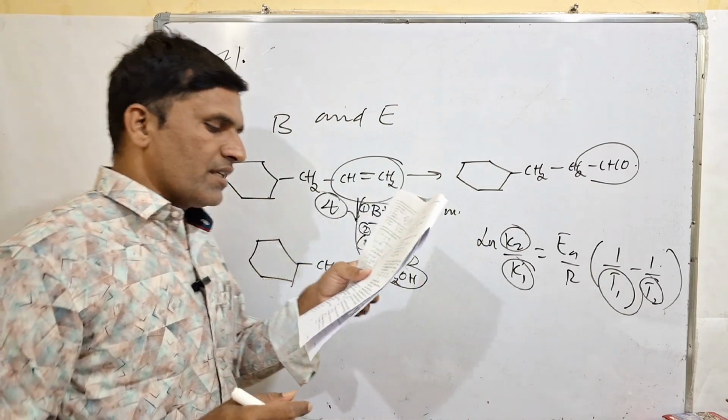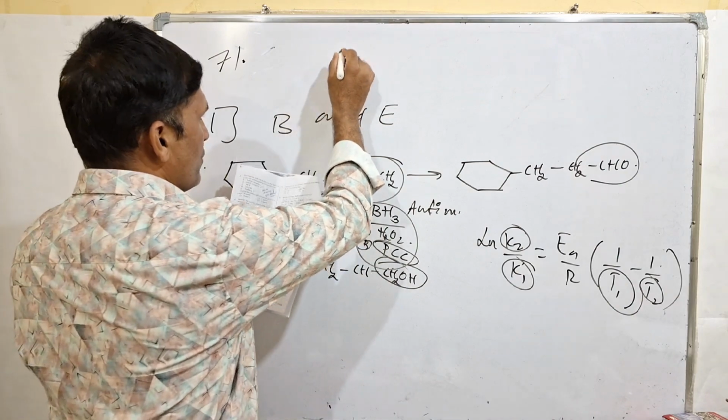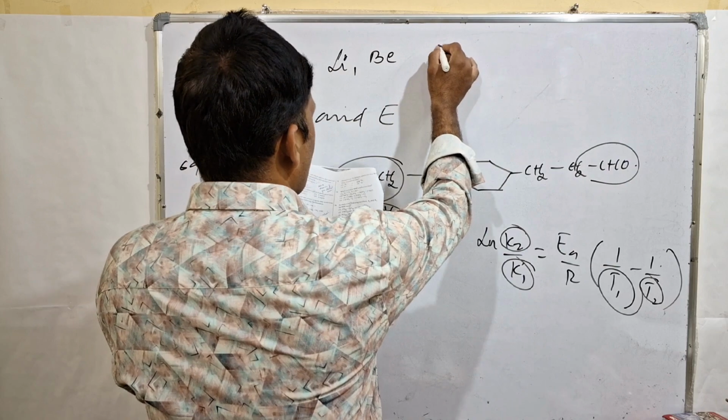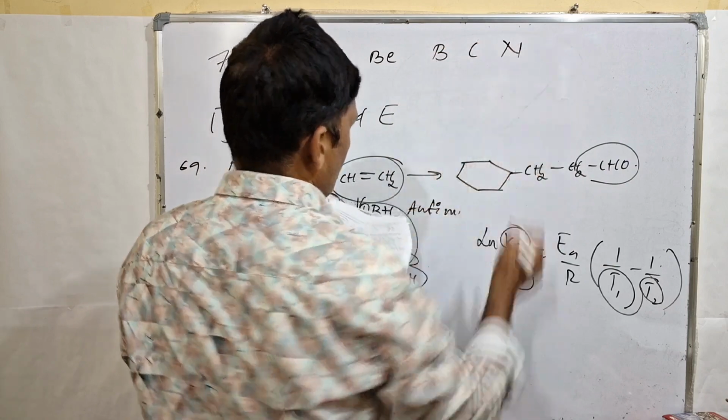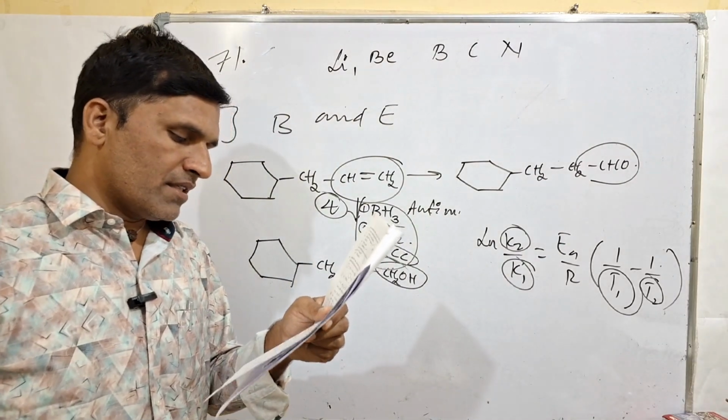Arrange the following elements in the increasing order of their first ionization enthalpy. The question you should be very clear. Beryllium, boron, carbon and nitrogen. These are the second period elements. So how is it going to vary?